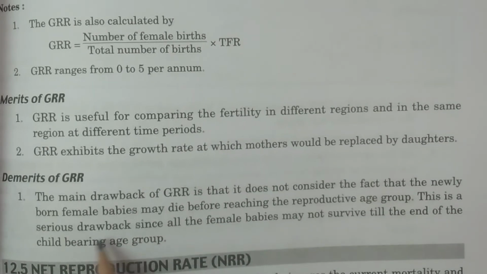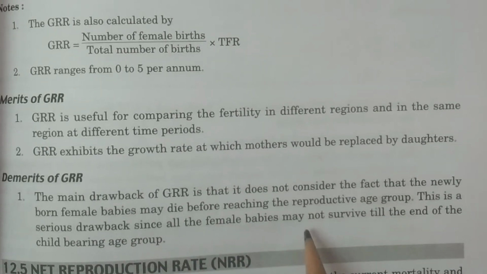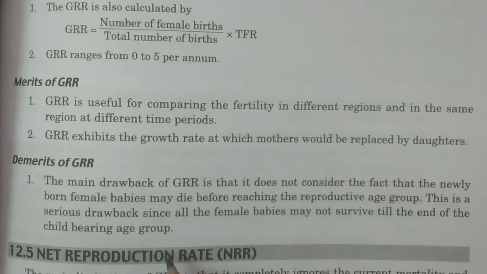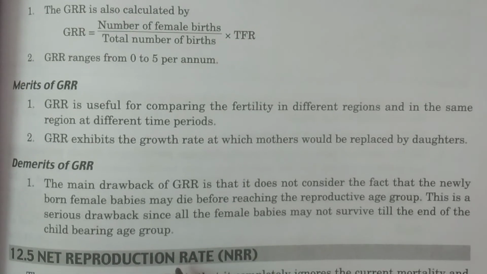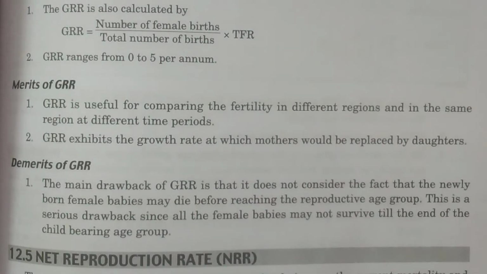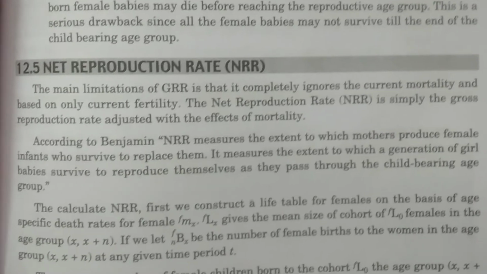This is a serious drawback since all the female babies may not survive till the end of the childbearing age group. That is very, very important. Therefore, it is the demerit or drawback of this particular GRR. Now come to NRR, net reproduction rate.